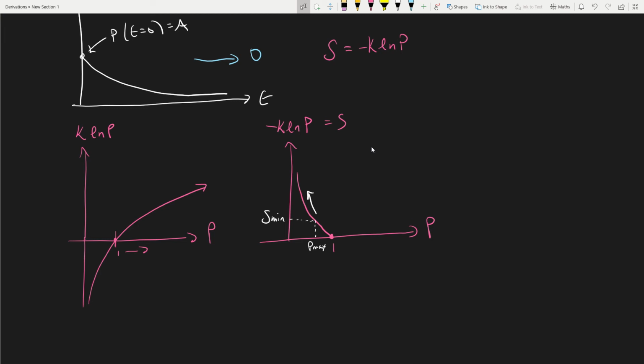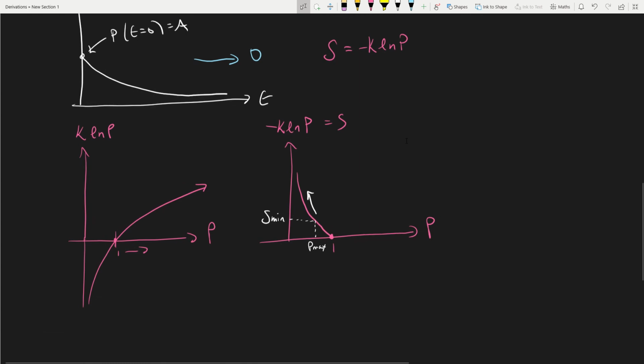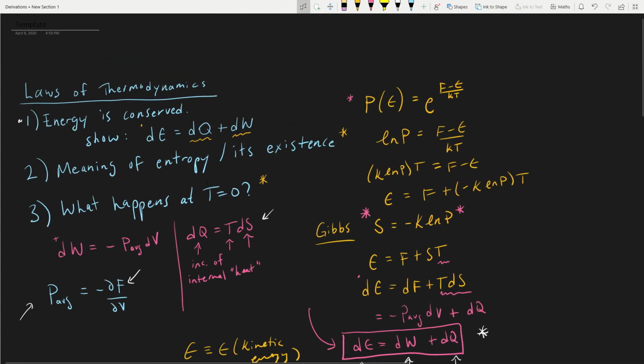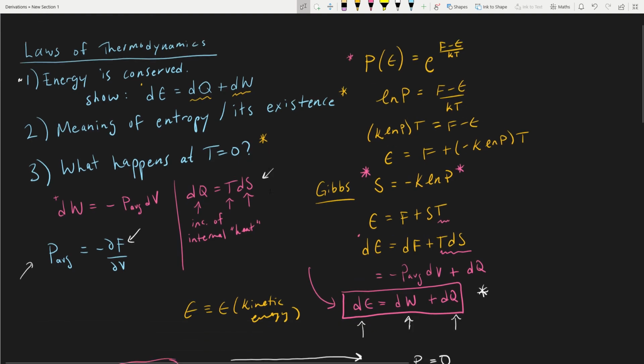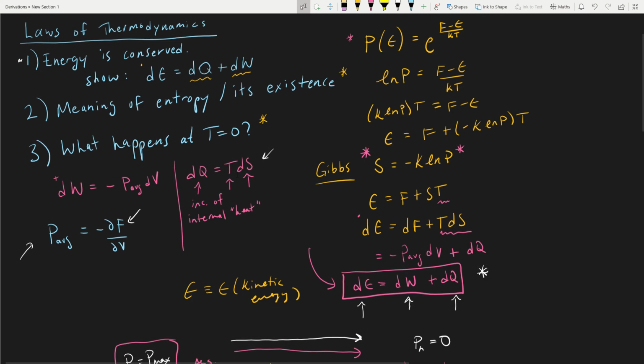Okay, so this is one statement that we can make about entropy. The opposite is also true. As this probability drops, okay, so as we get higher and higher energies, as we can see in our diagram here, the entropy will increase. The entropy will go up. So this is sort of law number 2. What is entropy? In talking about its existence. And sort of law 3 as well, because I've also talked about what happens at T equals 0.